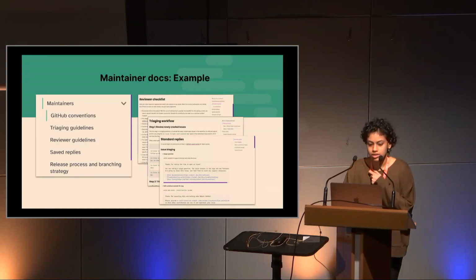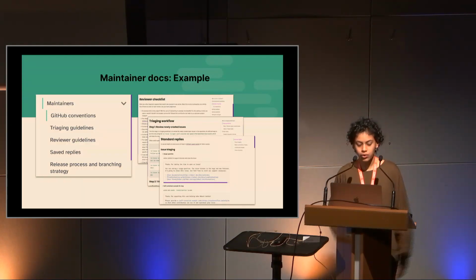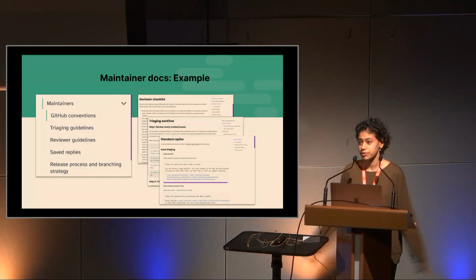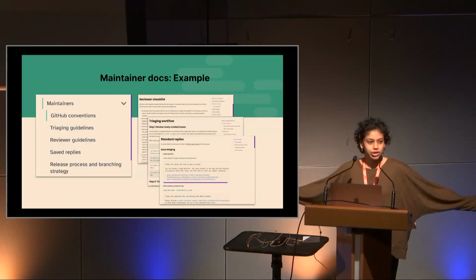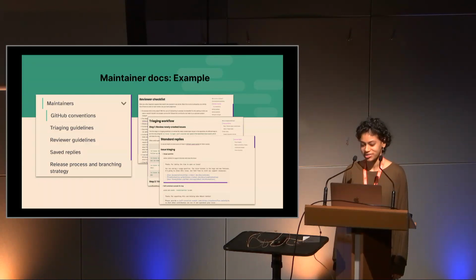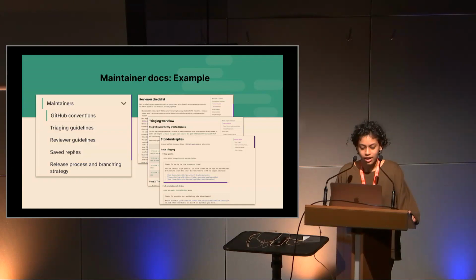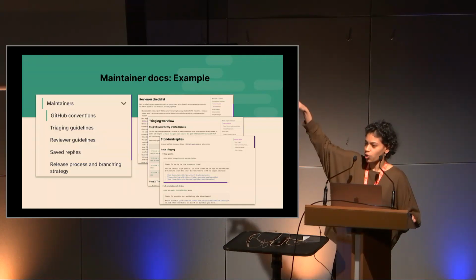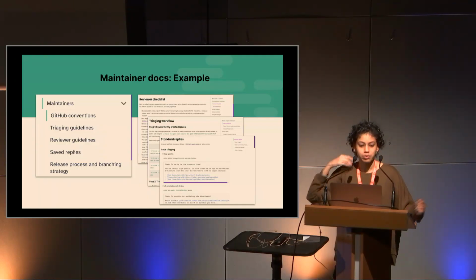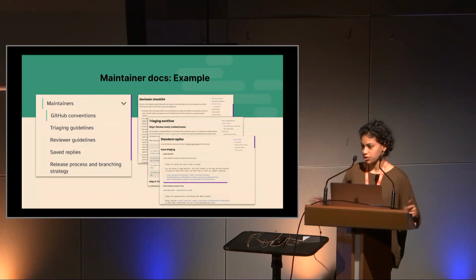Some options here are having very clear, explicit guidelines around triaging, how to review code, and saved replies to help new contributors, because honestly, when you're maintaining projects, you're writing the same thing over and over again forever. So saved replies are awesome, especially on GitHub, if you're using GitHub. Again, just a few options and examples from our project, but this is something you want to think about and talk with your team about.